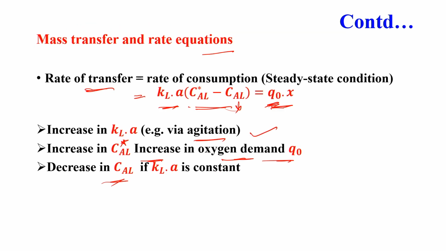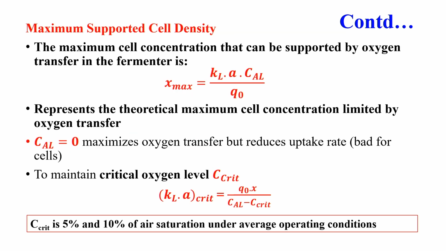Now, following this last expression, KLA times (CAL star minus CAL) equals Q naught into X. From here we can find the maximum cell density which will be supported by the given value of CAL star.